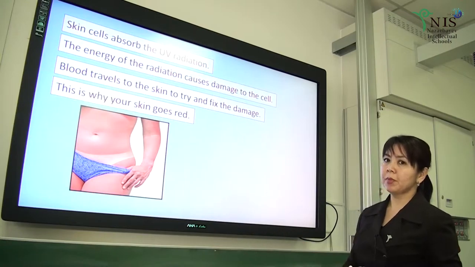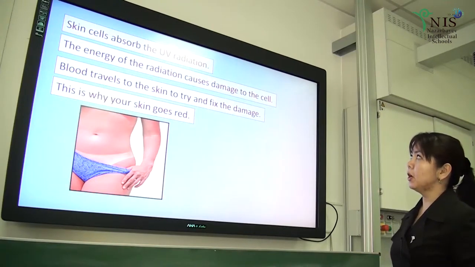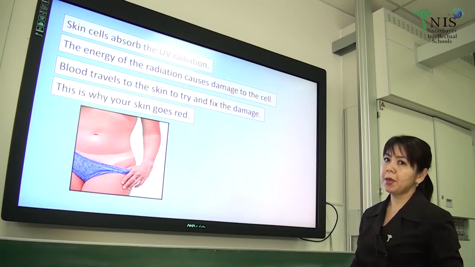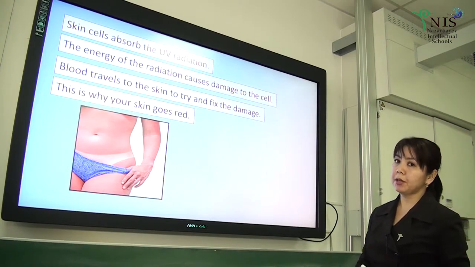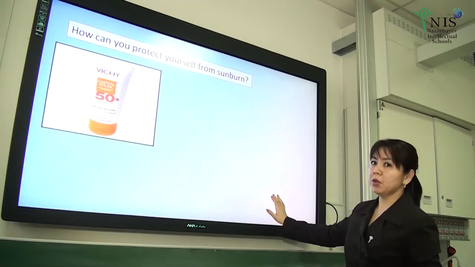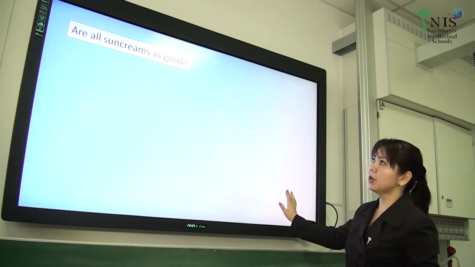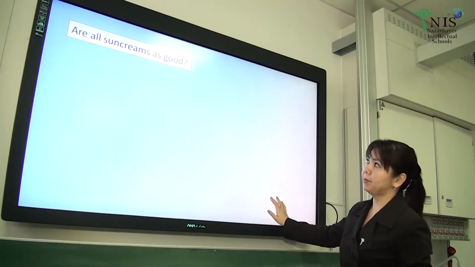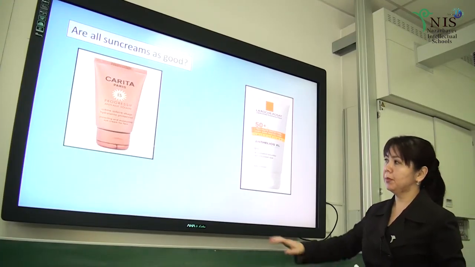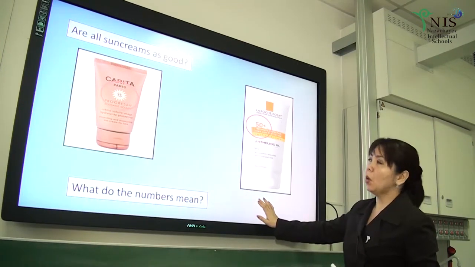So let's make a conclusion. Skin cells absorb the ultraviolet radiation. The energy of the radiation causes damage to the cell. Blood travels to the skin to try and fix the damage. And this is why your skin goes red. How can you protect yourself from sunburn? You may research also which sun cream is better. What do you think? Are all sun creams as good? What do these numbers mean?